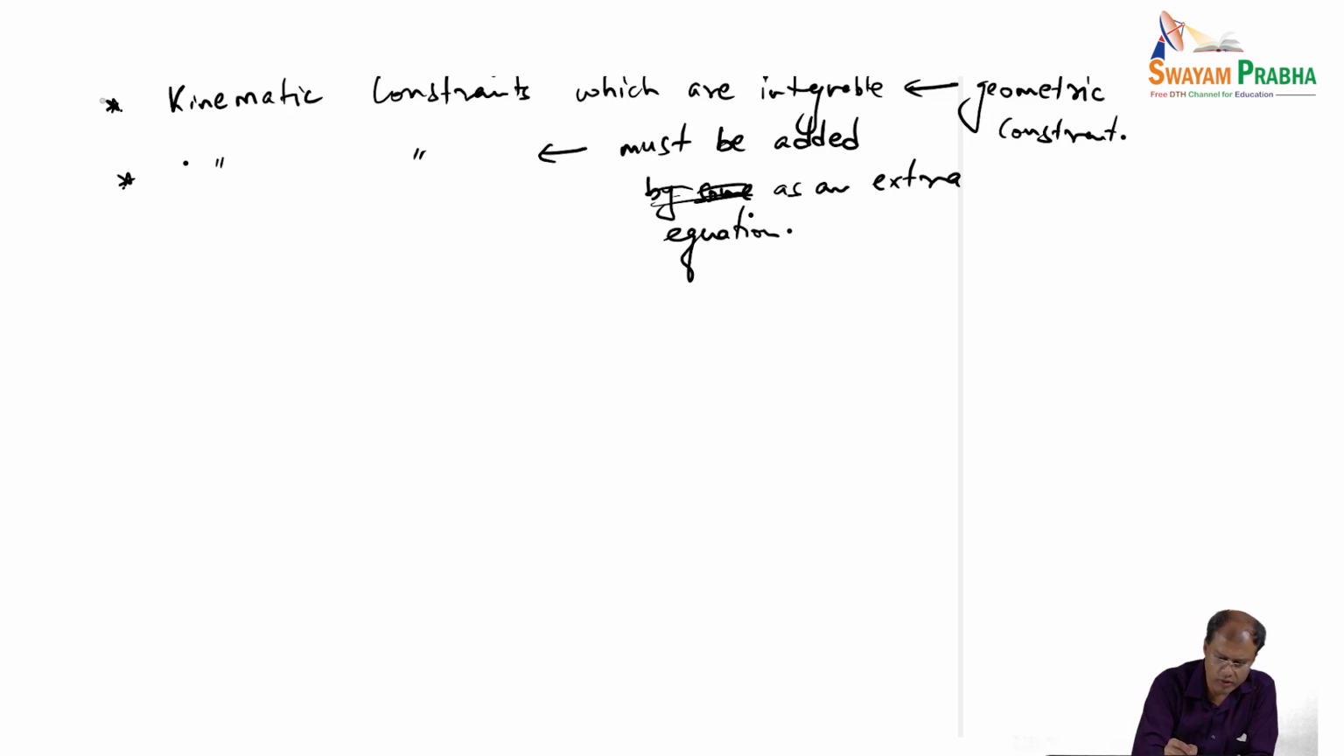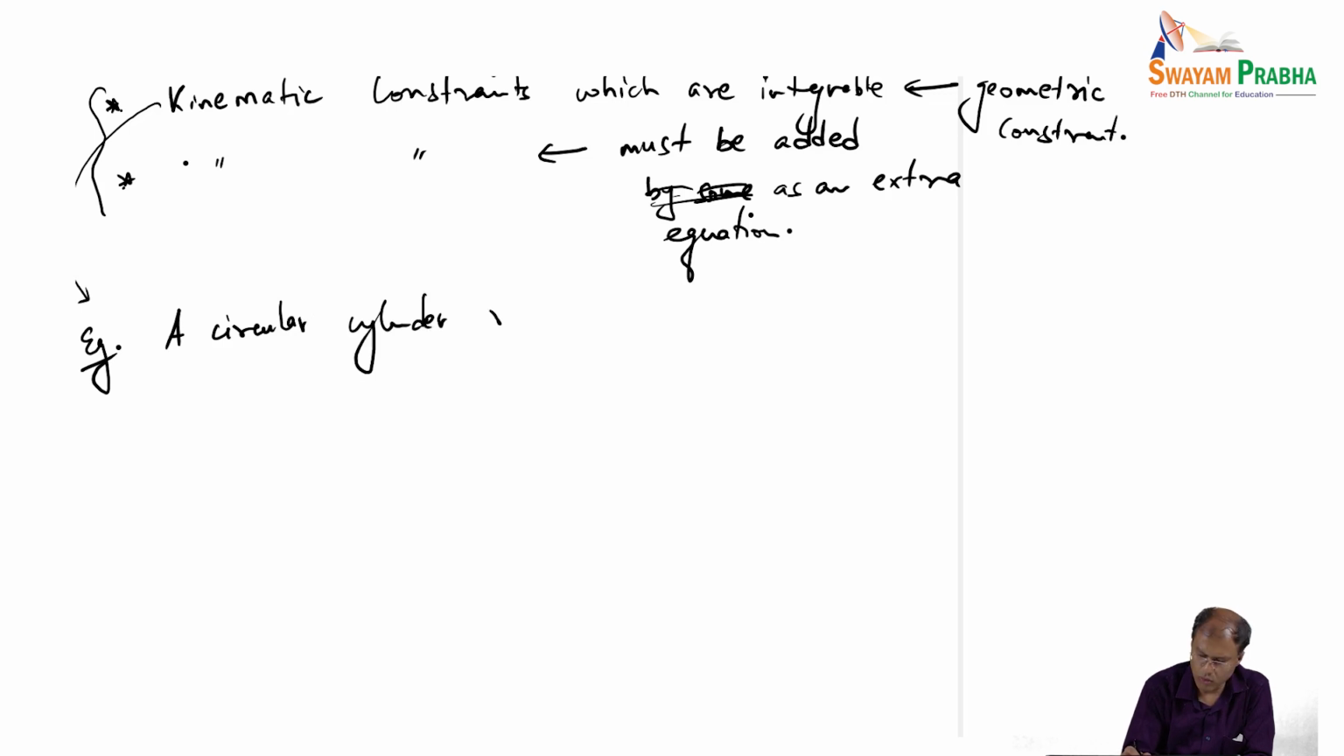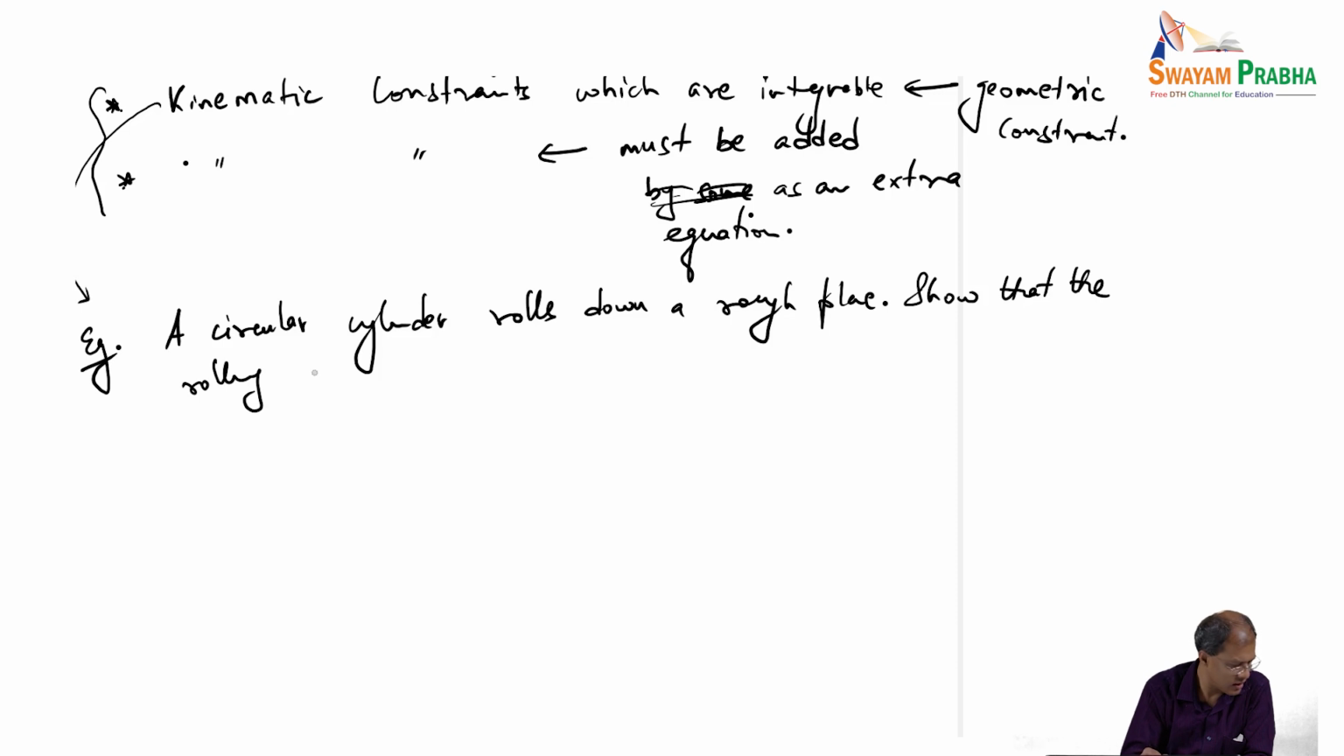Okay, so let us look at an example involving the first statement, as to how we can use integrable kinematic constraints. The example that we have is a circular cylinder rolls down a rough plane, and we need to show that the rolling condition is an integrable constraint.